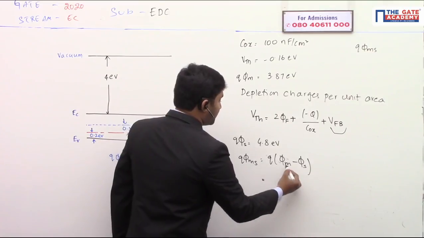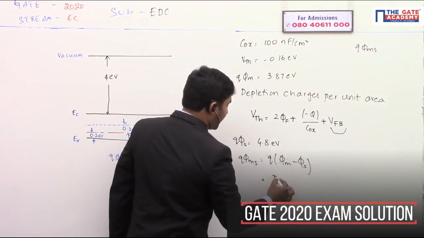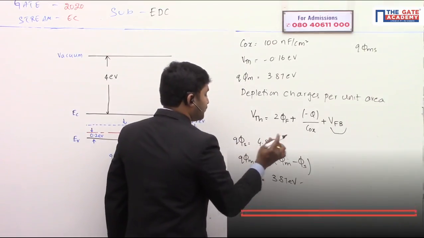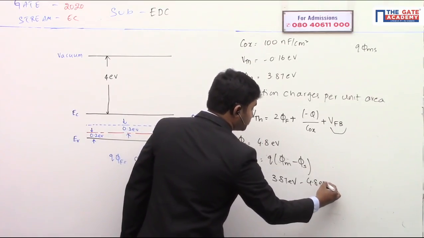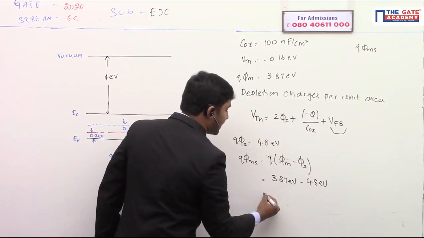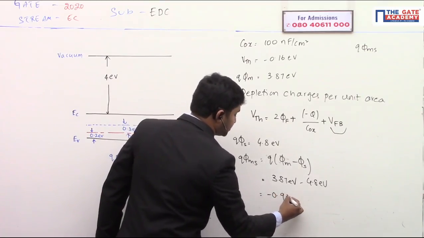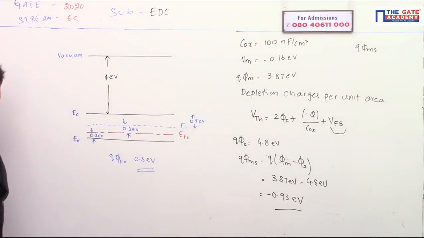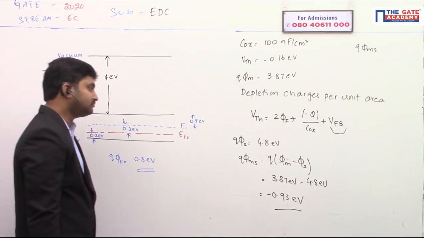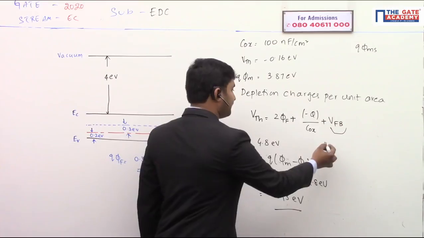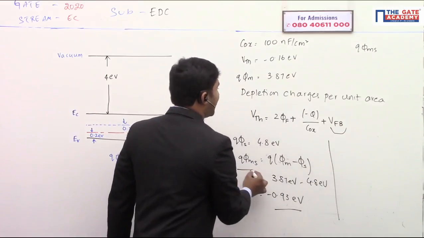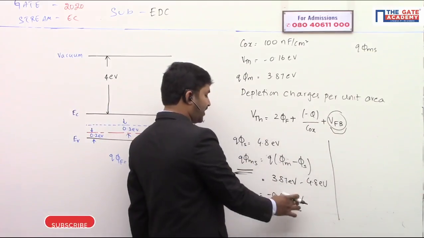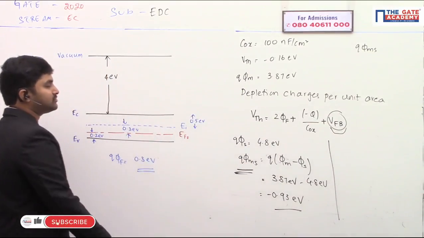So q phi m is going to be 3.87 electron volts minus q phi s, which is 4.8 electron volts. If you do the subtraction, what is this value? It is minus 0.93 electron volts. This is nothing but q phi ms value. Now this is going to be the flat band voltage for us. So flat band voltage is nothing but q phi ms value, which is minus 0.93 electron volts.